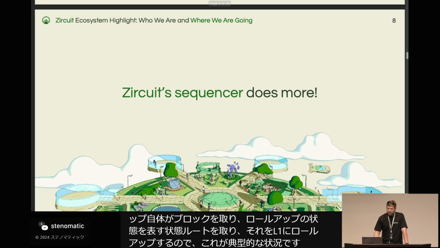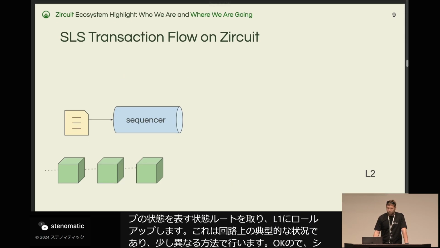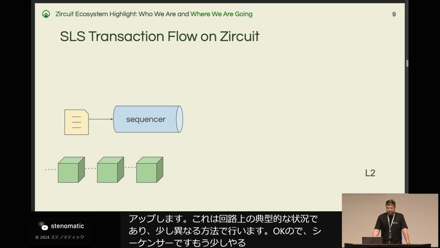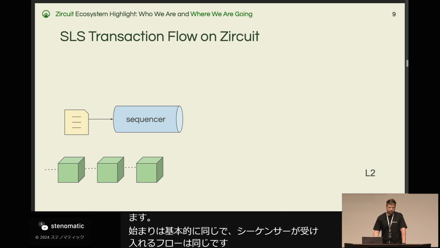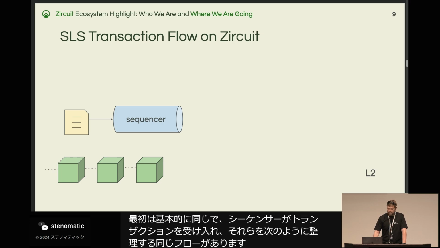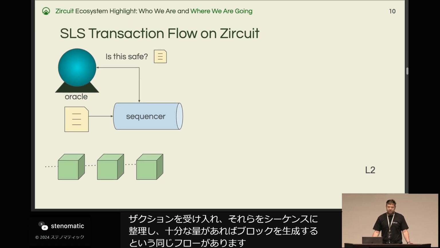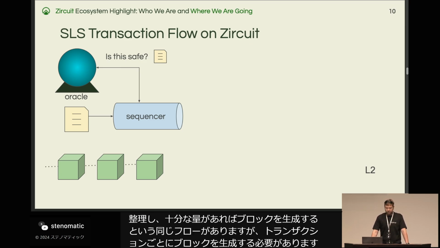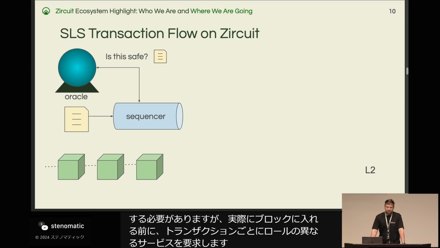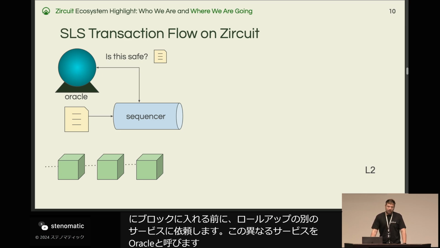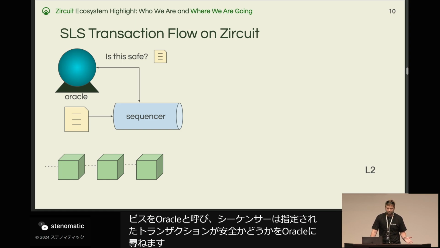On Zircuit, we do it a little bit differently. Okay, so our sequencer does a little bit more. The beginning is essentially the same. We have the same flow where the sequencer accepts transactions and it organizes them into a sequence. And whenever it has enough, it should produce a block. But with every single transaction, before we actually put it into a block, we ask a different service of our rollup. We call this different service an oracle. And the sequencer asks the oracle whether the given transaction is safe or whether it's a hack, okay?